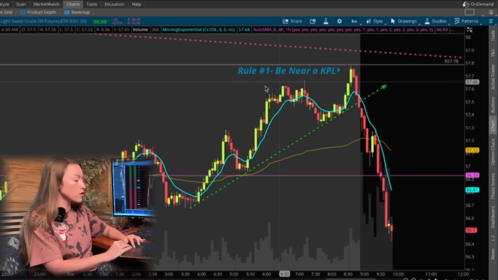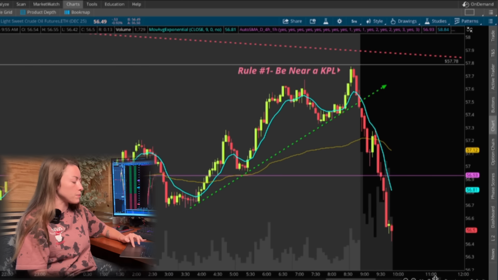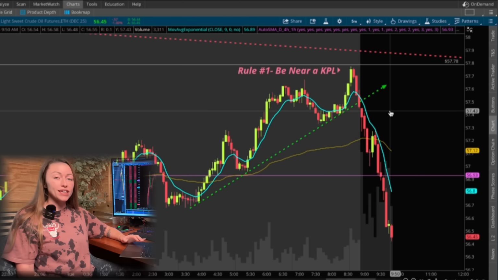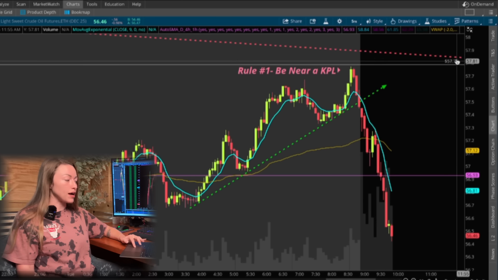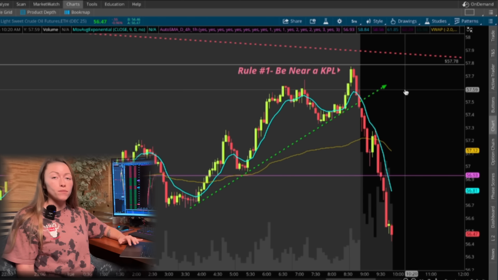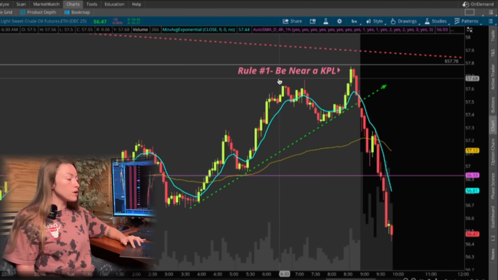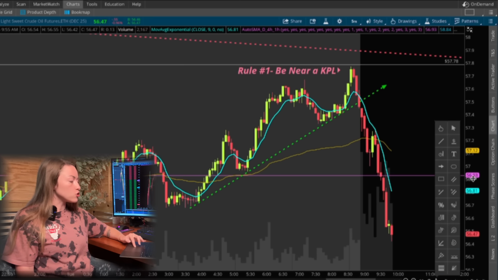Okay, so when I'm looking for reversals, rule number 1 is be near a KPL. By the way, I know some of you are gonna ask, if you want more information on how I find my golden KPLs, which was this 57.78 here, as well as more info on my strategy A to Z, just check the description box down below and I'll drop more education material down there. So rule number 1, be near a KPL. Let's go into rule number 2.